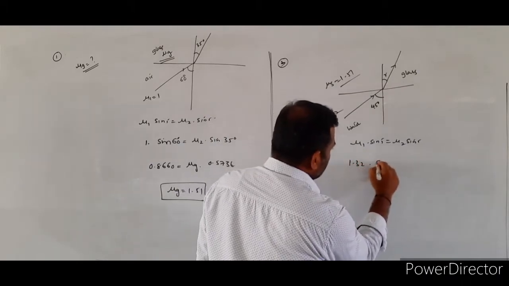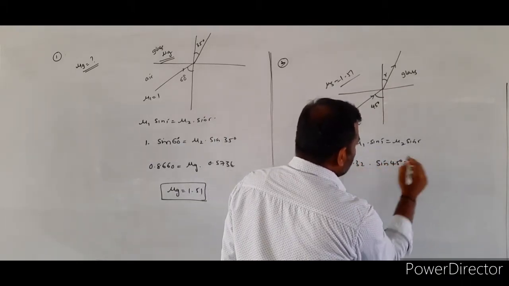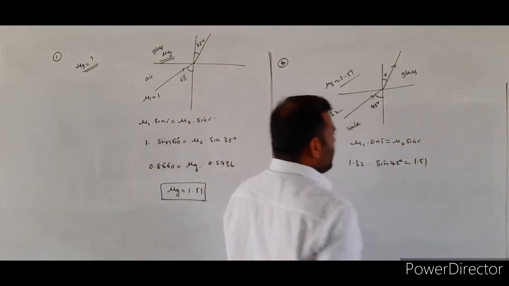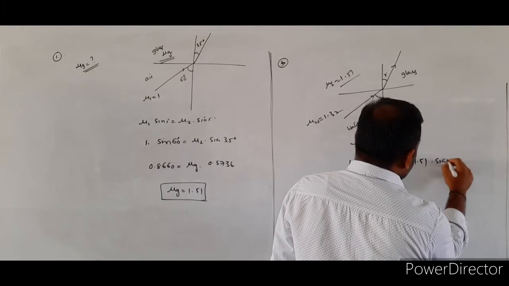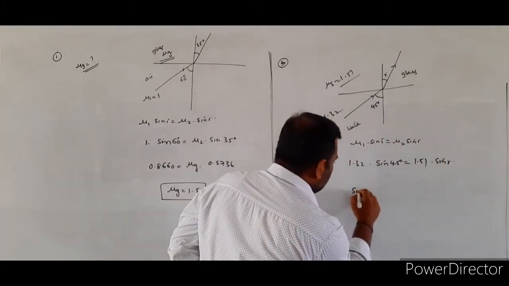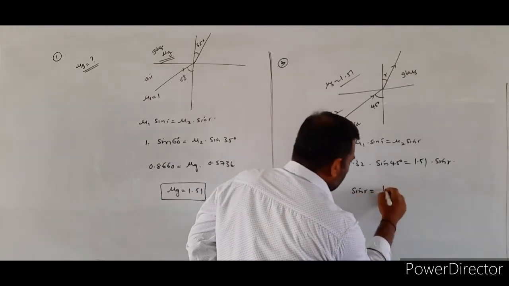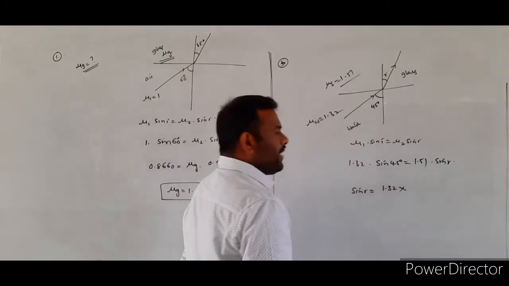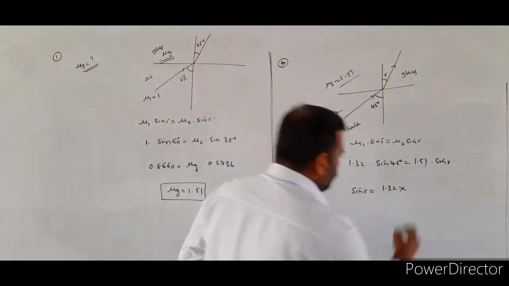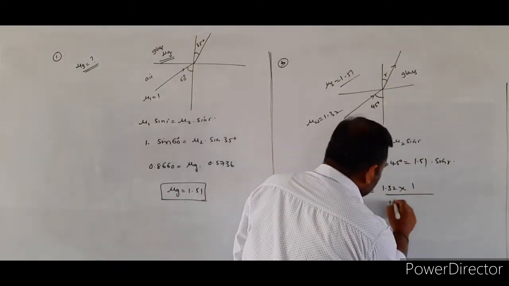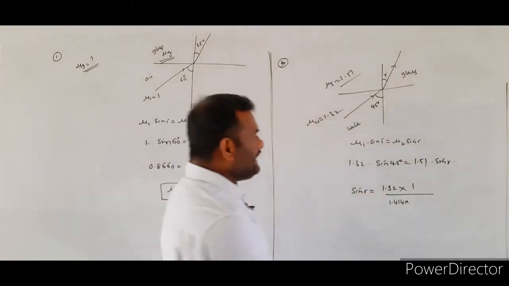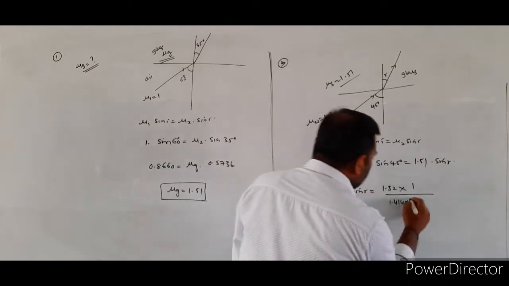So 1.32 into sin 45 is equal to the refractive index of the glass, 1.51, into sin R. We have to calculate the sin R value. Therefore sin R is equal to 1.32 into sin 45, which is 1 by root 2, where root 2 means 1.414, and this 1.51 will come in the denominator.